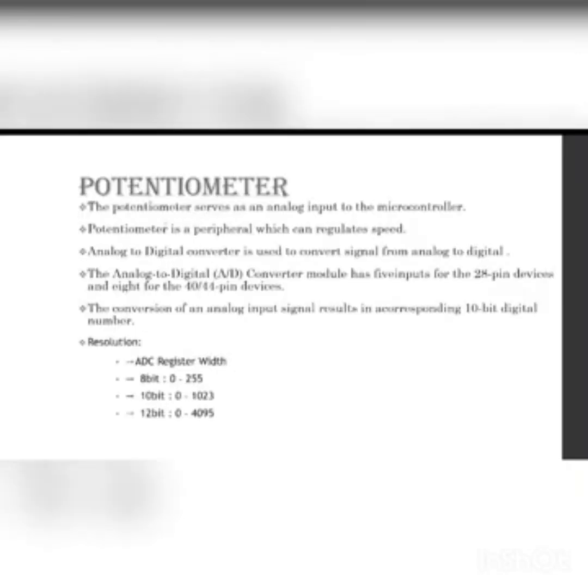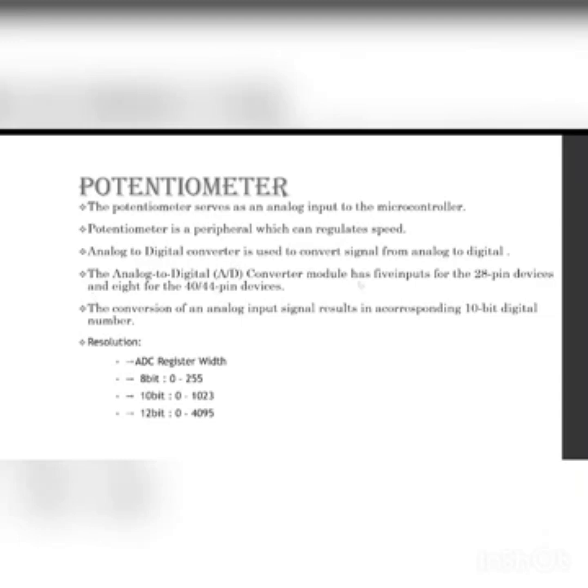Potentiometer. The potentiometer serves as an analog input to the microcontroller. A potentiometer is a peripheral which can regulate the speed. An analog to digital converter is used to convert a signal from analog to digital. So that is A to D.